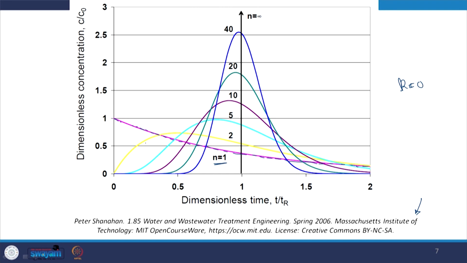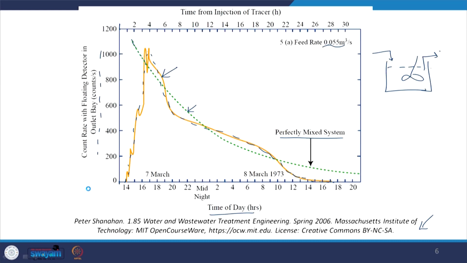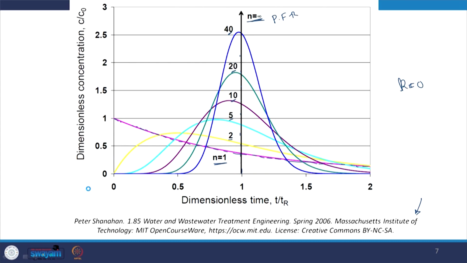But if n equal to 2, you see that the profile changes, n equal to 5 slightly, n equal to 10, 20 and 40, and n equal to infinity, what does it look like? Whatever I put in out here, it just flows out like that. Again this is for a tracer input, I guess, and that is what you see when n equal to infinity, it looks like a plug flow reactor, and that is what we discussed out here. When n equal to infinity, this system is more or less like a plug flow reactor. When n equal to 1, CSTR, anything in between, it looks like a finite or real reactor, right. So, that is something to understand. Let us move on.